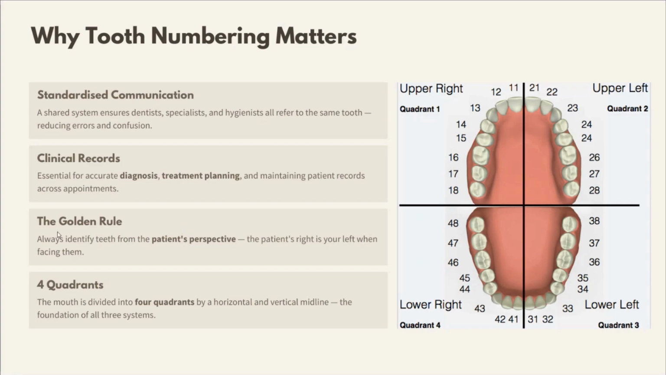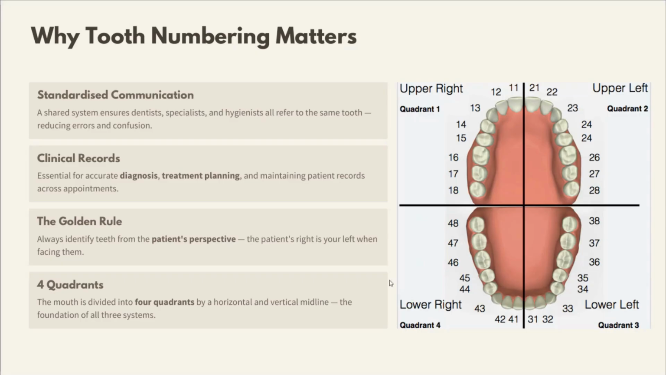Now, the golden rule is to always think from the patient's perspective. The patient's right is my left. For example, here it says upper right. So this is the patient's right side, and from the clinical perspective it's my left side. So it's always the opposite.